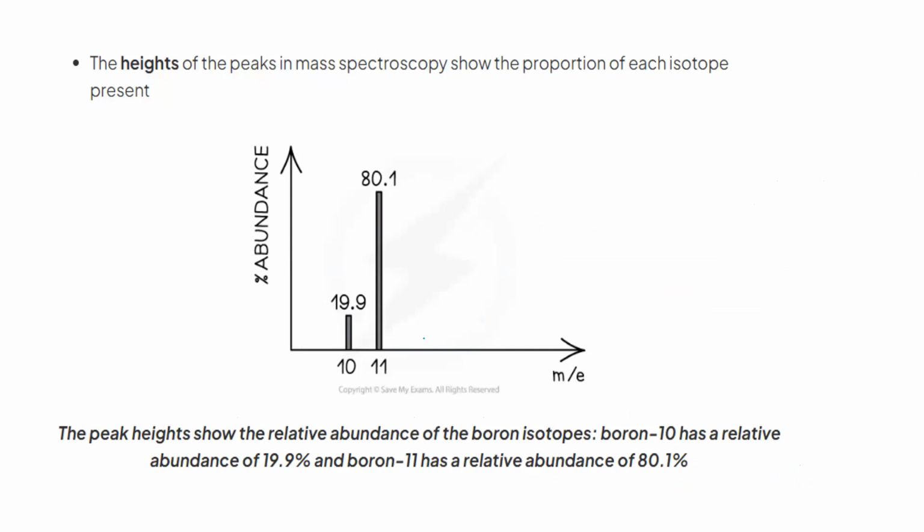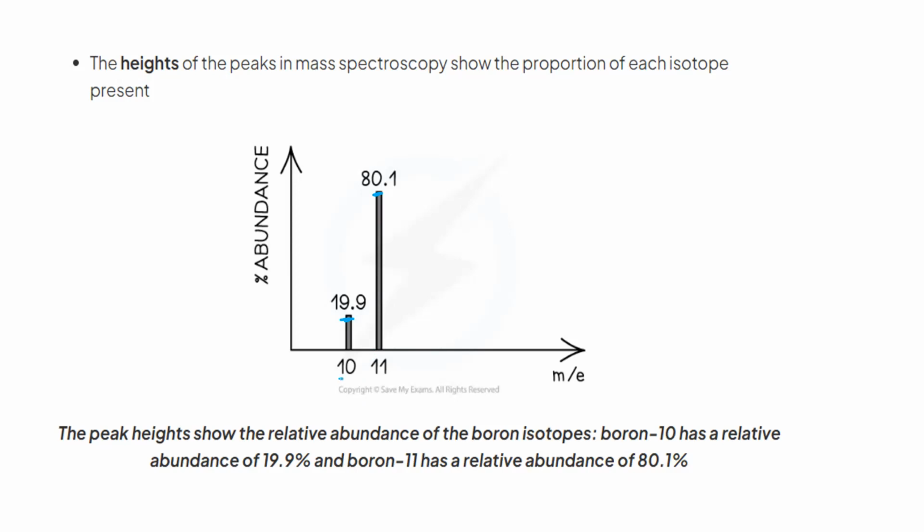So this is what I mean by this. For example, if we have two isotopes of anything, we can expect two different peaks. Do you get this? Yes. This graph is showing two different peaks.